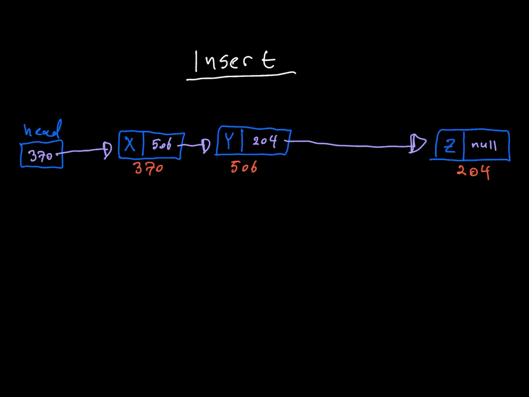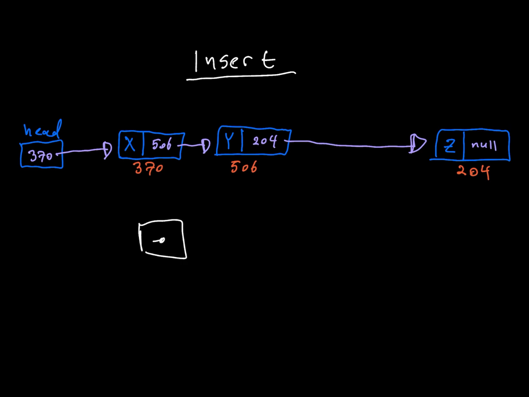The second scenario is, imagine we wanted to insert a node in between Y and Z. Well, what would we have to do? We would have to first traverse to Y. So we set current, right?